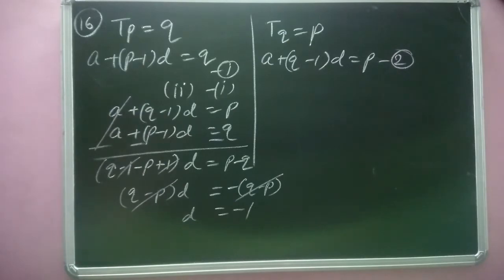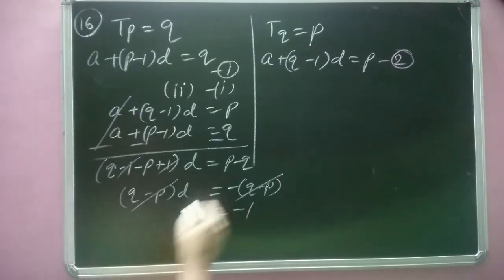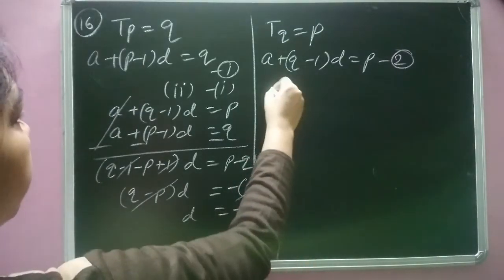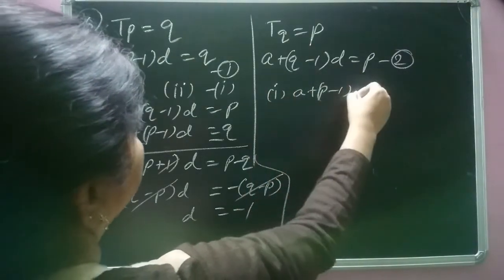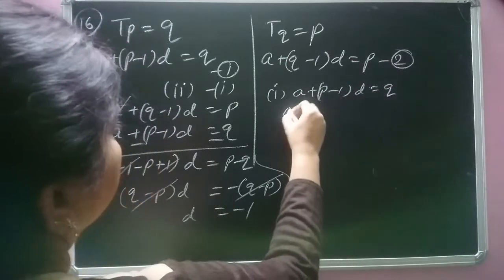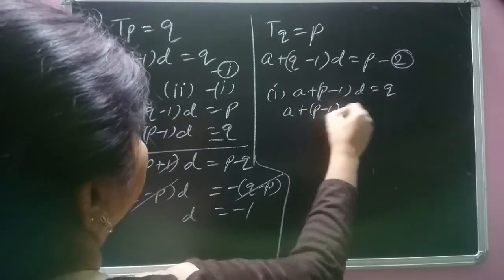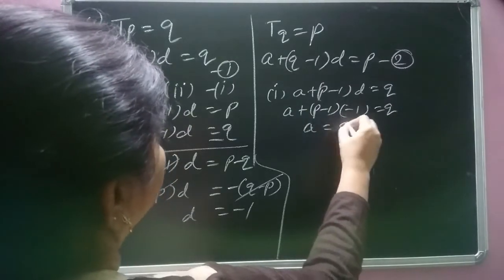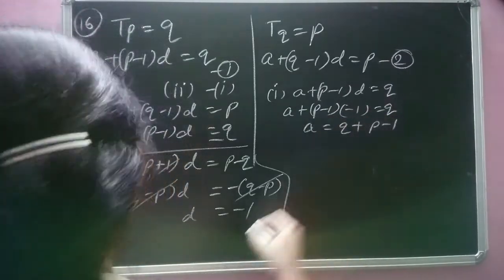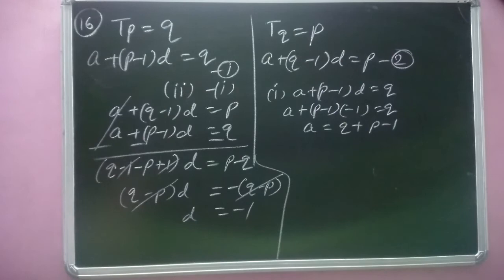Now put the value of d either in 1 or 2. Suppose I use equation number 1. So a plus (p minus 1) into d equals q. So a plus (p minus 1) into d, with d as minus 1, equals q. So a will be equal to q plus p minus 1. So we have got a and d now.